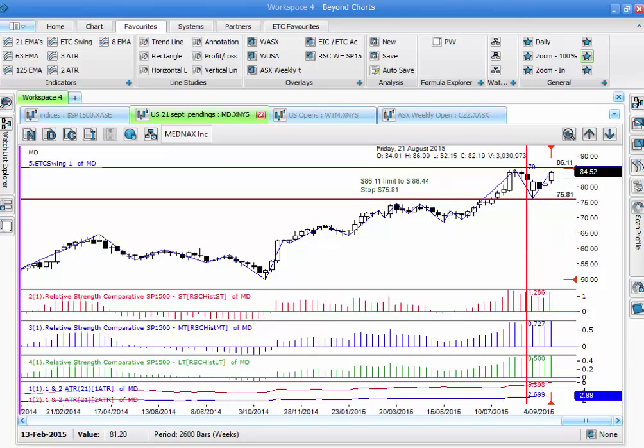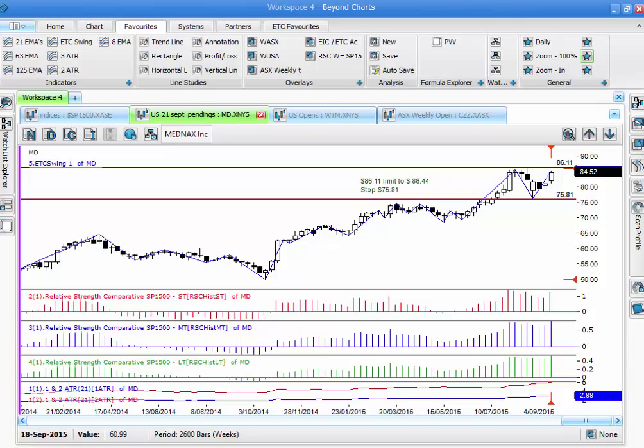at $86.11 with a limit to 86.44. That 86.44 is 1% above that previous medium-term peak. So that's the figure that we're using to calculate the limit off. So the structure of the trade now means that it needs to be triggered somewhere between $86.11 and $86.44.